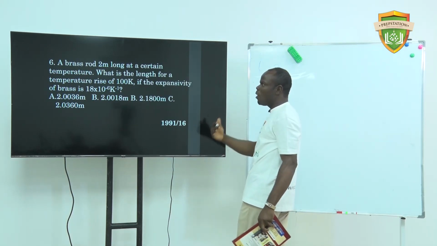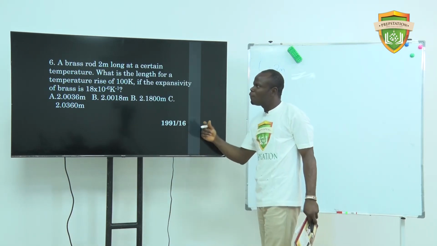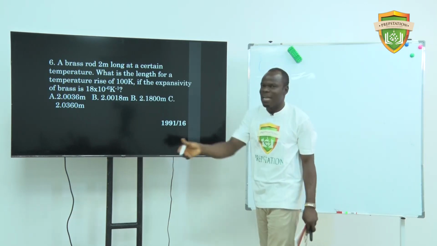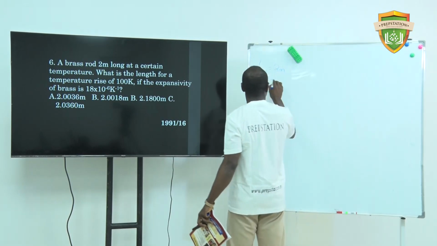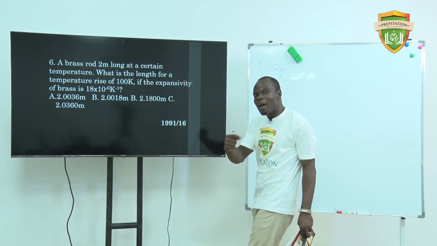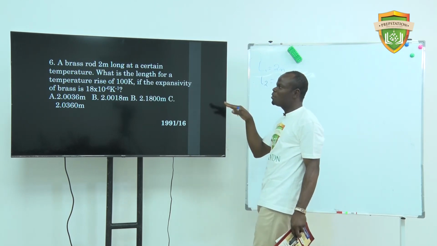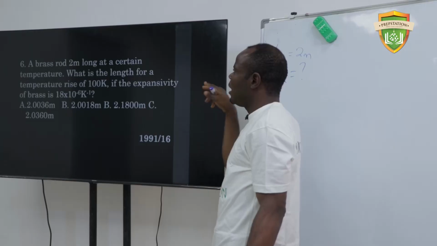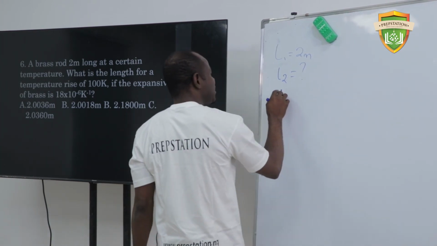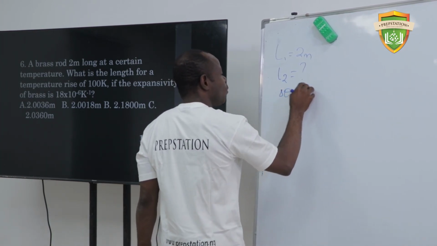What is the length for a temperature rise of 100 Kelvin? If you are looking for the next length, that means we are looking at L2. The question says temperature rise of 100 Kelvin. Once you are given anything in that form, that tells you theta 2 minus theta 1 has been given. So the change in temperature is what is given.